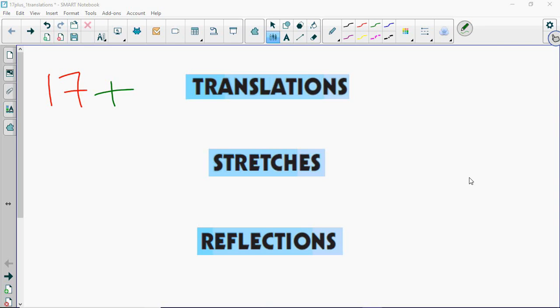Instead of trying to memorize a set of rules for translations and another set of rules for stretches and another set of rules for reflections, if you understand the repeated structure that binds them all together, then you'll see that each one of them is really just following the same rules, just with a little minor tweak. And honestly, that's a much easier way to work with the material.